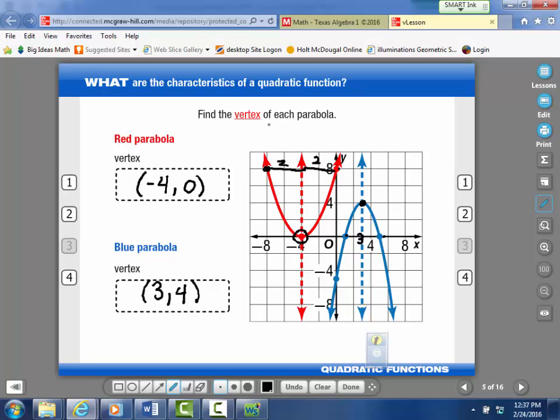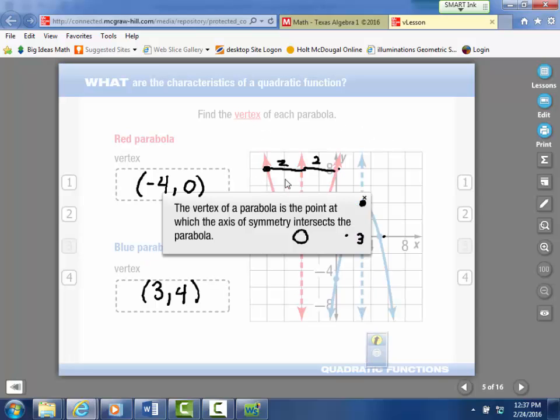Let's go ahead and get a definition of vertex while we're here. This you should jot down on your paper. The vertex of a parabola is the point at which the axis of symmetry intersects the parabola.